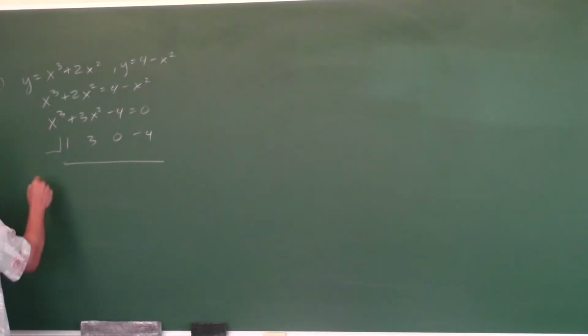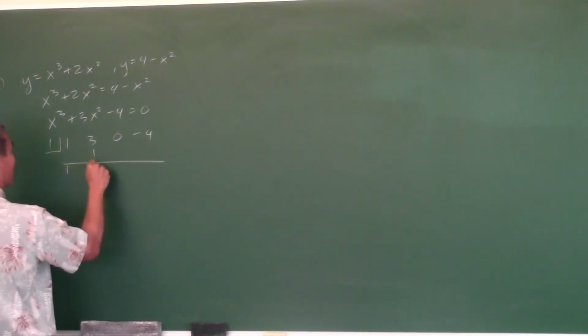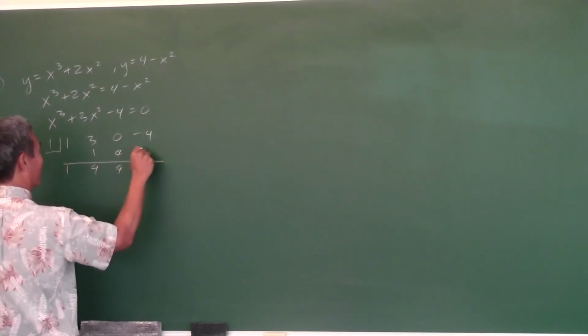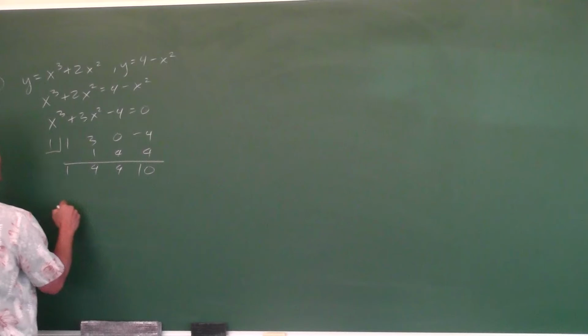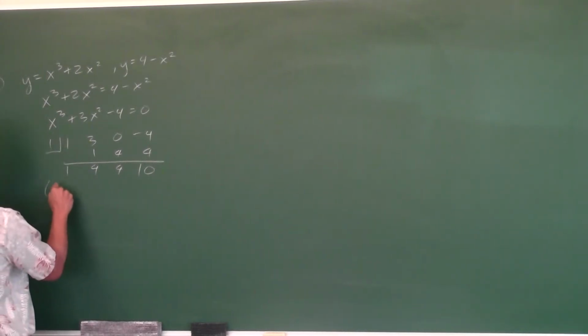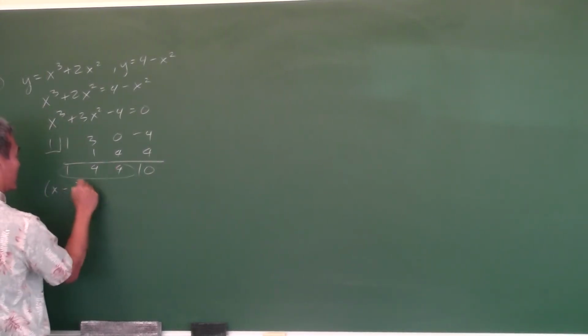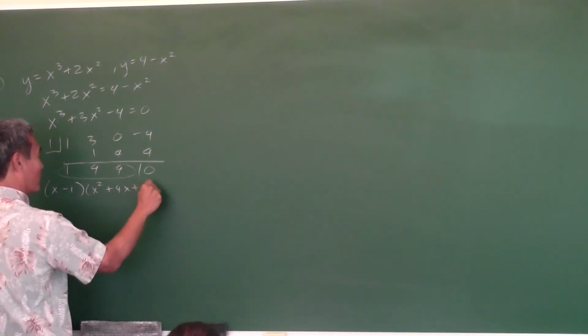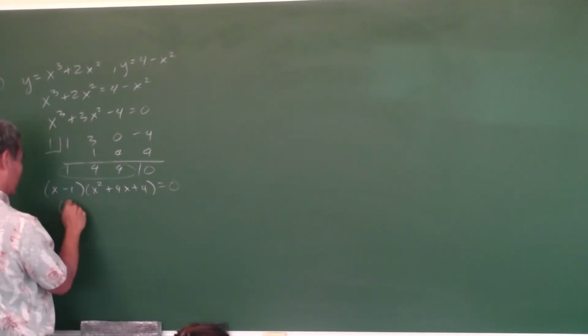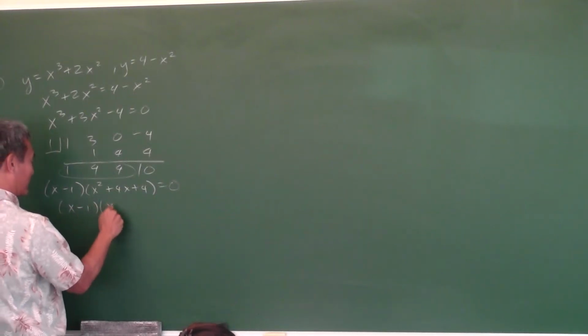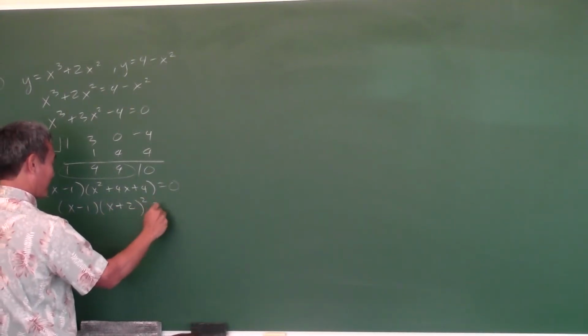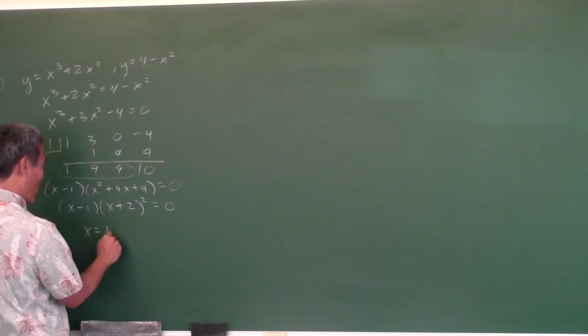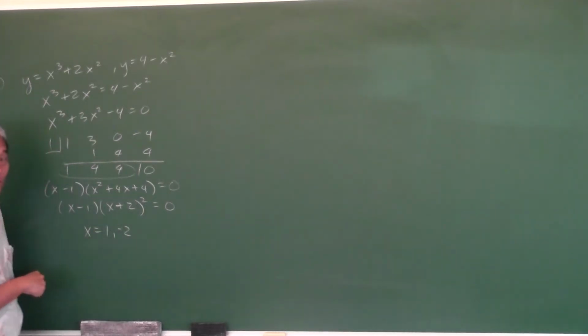So 1 works. 1, 4, 0. So this stands for x minus 1. And this over here stands for x squared plus 4x plus 4, which is factorable. See how it's all factorable? So x equals 1 or negative 2, which is a double root. And that's something important in the problem, that double root right there.